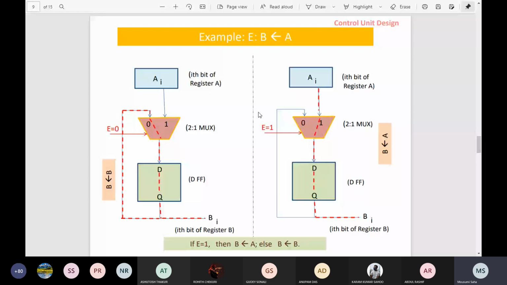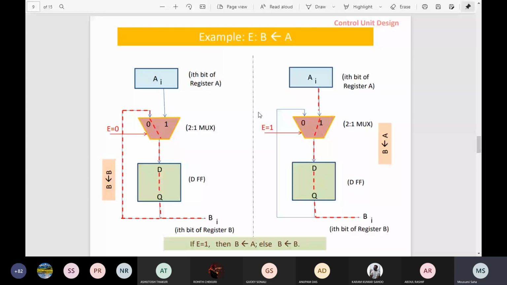So the control signal here is E, and what is the data path? That is what I have marked with the blue line. Now I hope you don't have any problem. It is a simple structure. With the help of a multiplexer, we can control the data transfer from A to B.